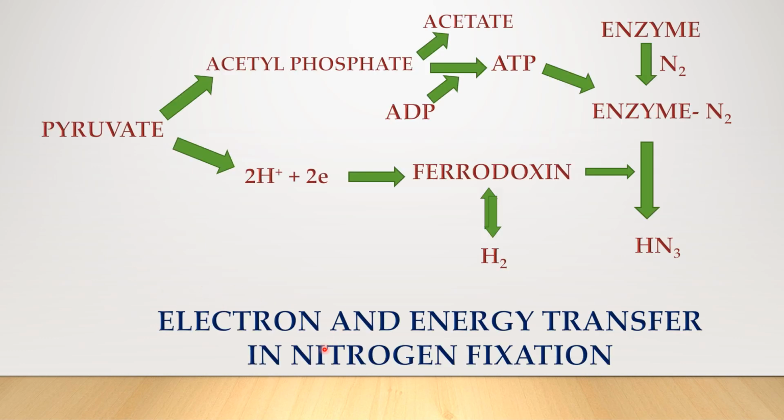So let us see how the electron and energy transfer takes place in nitrogen fixation. Here you have the nitrogenase which converts nitrogen to ammonia. And here we have talked about the requirement for ATP, the energy source, hydrogen, pyridoxine. So the pyruvate is the source for acetyl phosphate as well as the reducing power, which in turn reduces the pyridoxine. Pyridoxine takes up the protons and then transfers them to nitrogen to convert it to ammonia, while the energy comes from this acetyl phosphate. This acetyl phosphate splits up into acetate and the phosphate is transferred to ADP to form ATP.